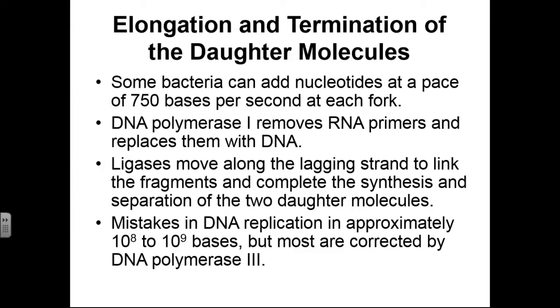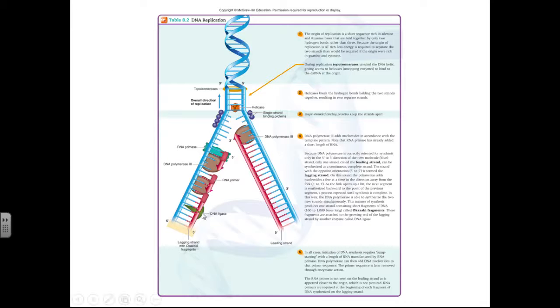If we look at DNA polymerase I, it is going to remove an RNA primer and replace it with DNA. The ligases will move along the lagging strand and link the fragments to complete the synthesis of the two daughter molecules. So if we go back a second page here, we have these individual daughter segments here on the lagging strand. DNA ligase will link them together.